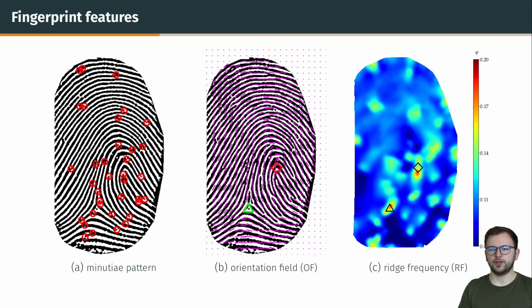Furthermore, a fingerprint features a ridge frequency, and the ridge frequency indicates how dense the ridge lines are in a certain region of the fingerprint. Whenever the ridge lines are quite close to each other, the ridge frequency is very high, and on the other hand, when we have a low ridge frequency, that means the ridge lines are farther apart from each other.